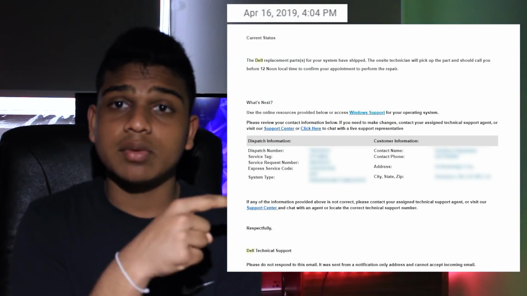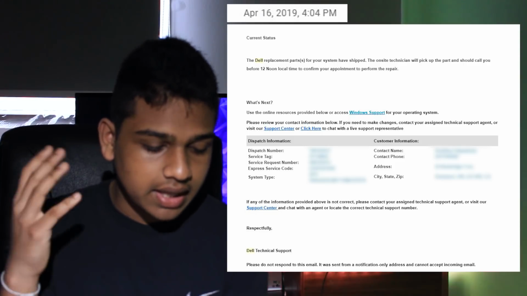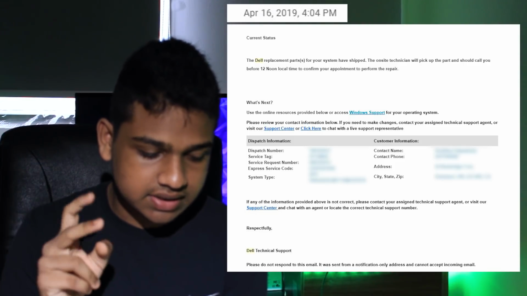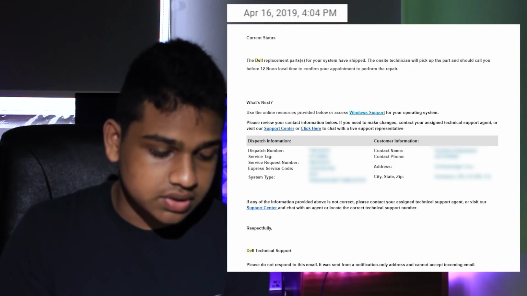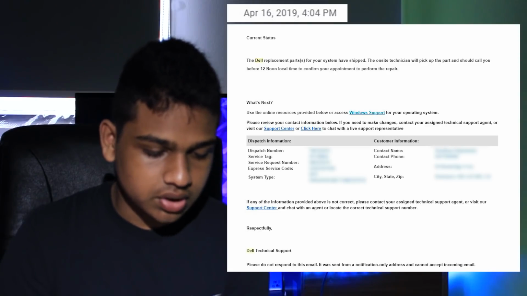So here exactly are the parts that he sent. Here's the email, I'll put that up on the screen for you guys. It doesn't necessarily say motherboard here, but it shows the parts that were shipped out. There's a dispatch number, I'll blur those out though. So they sent the parts out, and I think after about 3 days a technician showed up to my house.